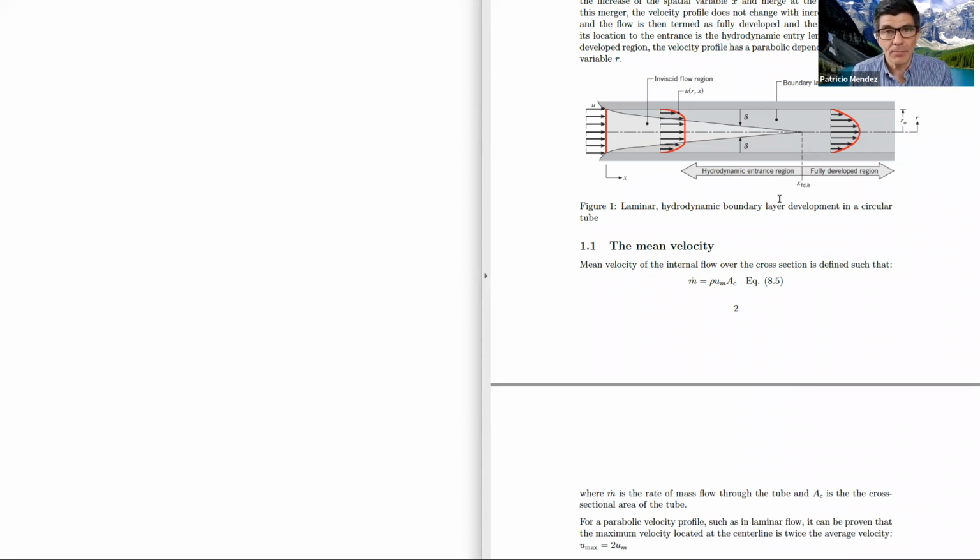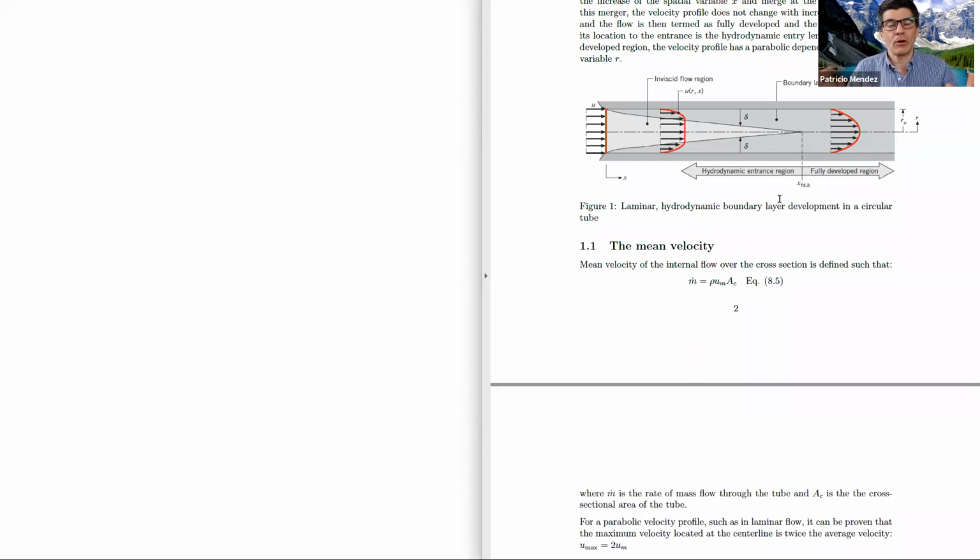Depending on the Prandtl number, we're going to have different entry lengths. For the case of Prandtl number equals 1, the Reynolds analogy says both entry lengths are going to be the same, and when both boundary layers are being developed, that is what they call combined entry length. It's, for example, the case of air that has a Prandtl number of 0.7, more or less 1.